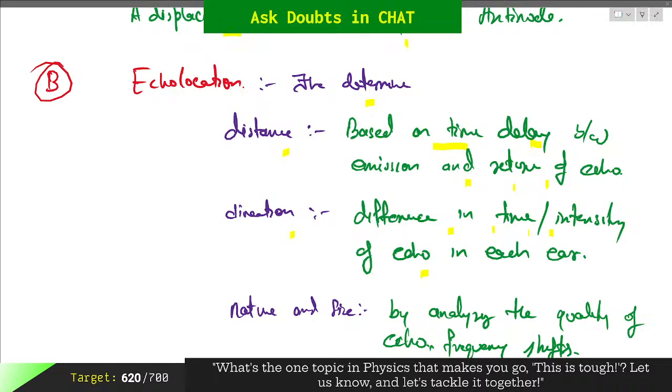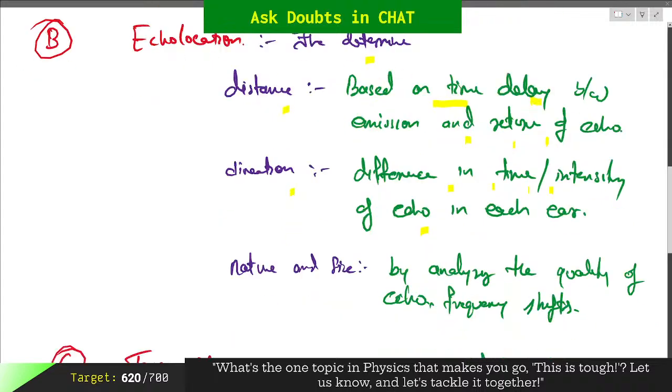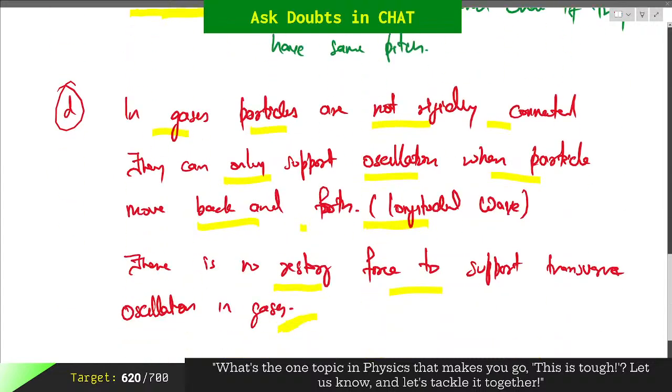Now the third question is, why can we distinguish between a violin note and a sitar note even if they have the same frequency? So the ability to distinguish between different musical instruments playing the same note is due to the concept known as timbre or tone color.